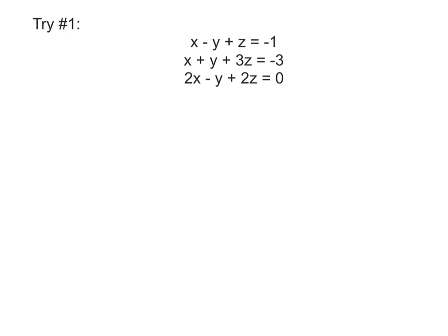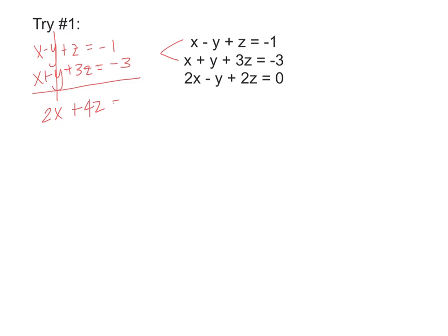Okay, so in try one, we'll start that process again. So again, we start with the first two equations. So I have x minus y plus z equal to -1. And then I have, by the way, that's a z, x plus y plus 3z, that's a plus, equal to -3. Okay, the y's will be eliminated. So I'm left with 2x plus 4z equal to -4. That's our first fixed one. Now let's deal with the second two.